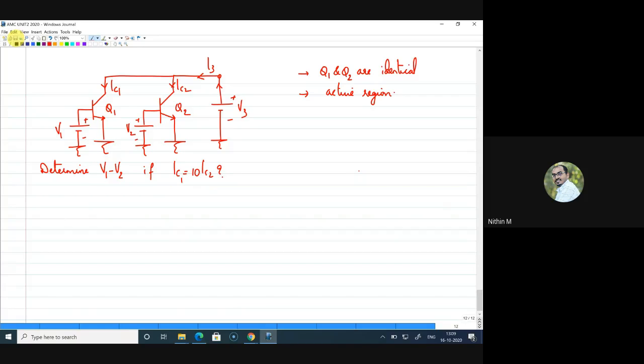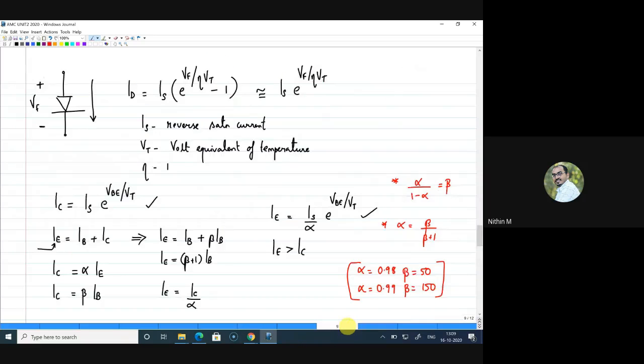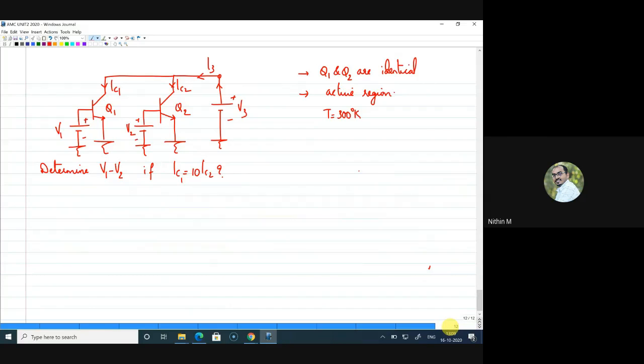Yeah, so now you can post answers in the chat box. Maybe one more thing you can assume, all these are considered at temperature 300 Kelvin. I don't know how many of you know what VT is, the volt equivalent of temperature. If you're not aware, I'll explain now. Yeah, the answers are close. Okay, let me explain that here.